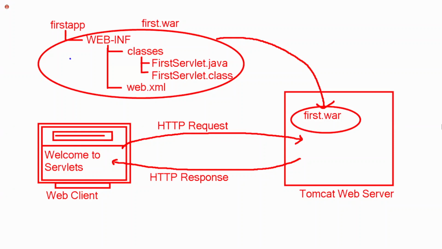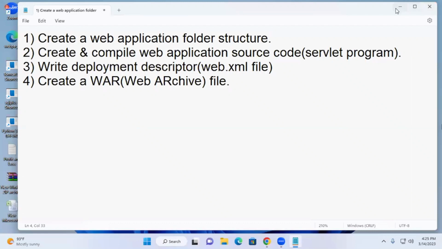Now, in the diagram, which is a folder and which is a file? First app is a folder. WEB-INF is a folder. Classes is a folder. The .java, .class, .xml, .jar are files. So three folders: first app, WEB-INF, classes. Now, three folders we have to create.